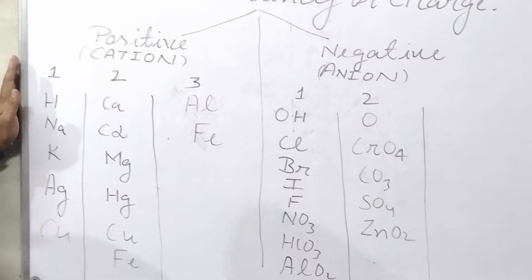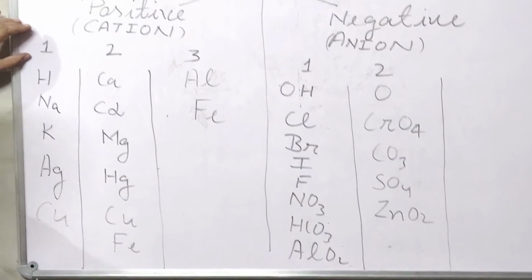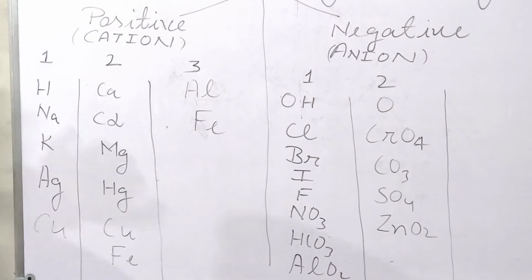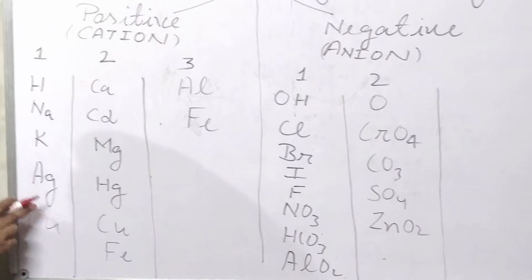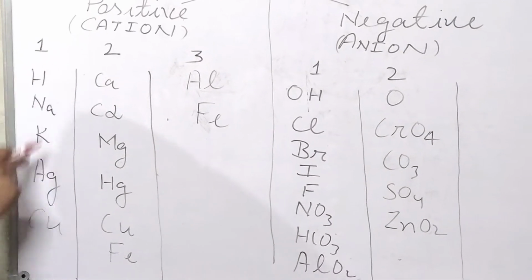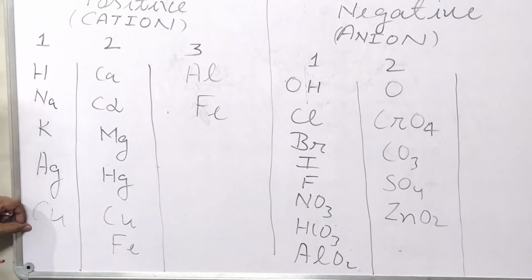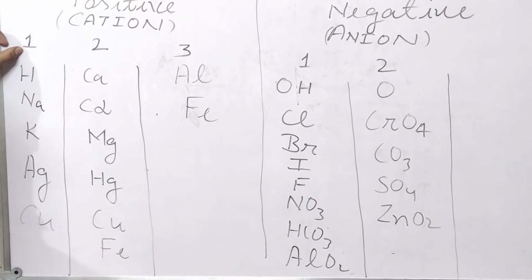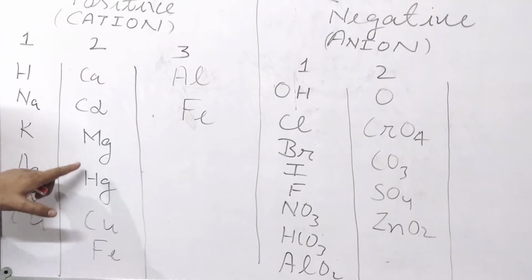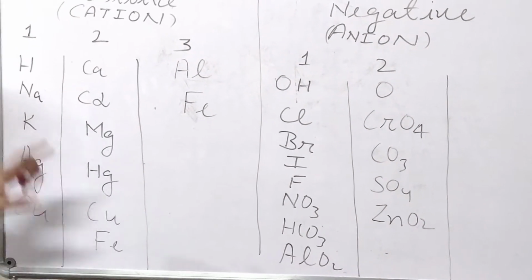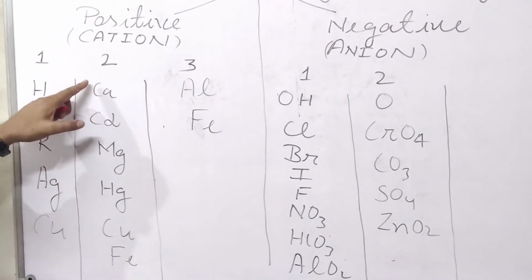First we will discuss the monoatomic ions. There are some monoatomic elements that have one valency, like hydrogen, sodium, potassium, silver and copper. These are the symbols of the elements hydrogen, sodium, potassium, silver and copper. They have one valency. Like this, calcium, cadmium, magnesium, mercury, copper and iron have two valency.